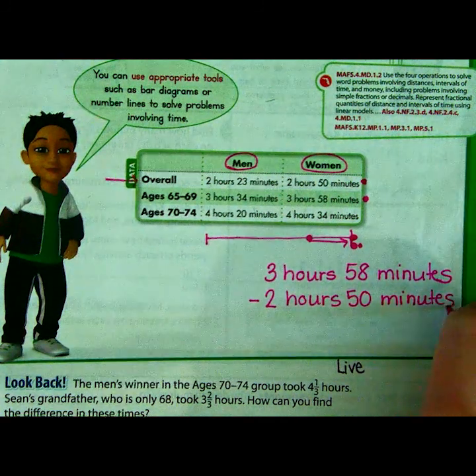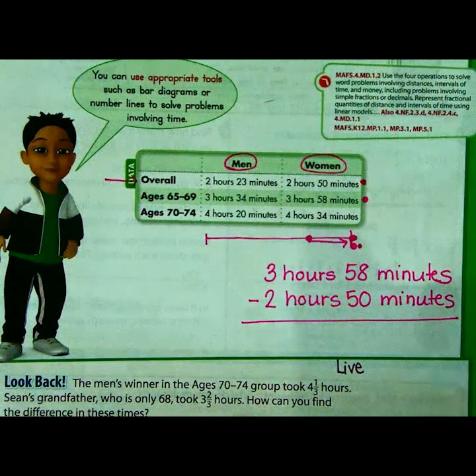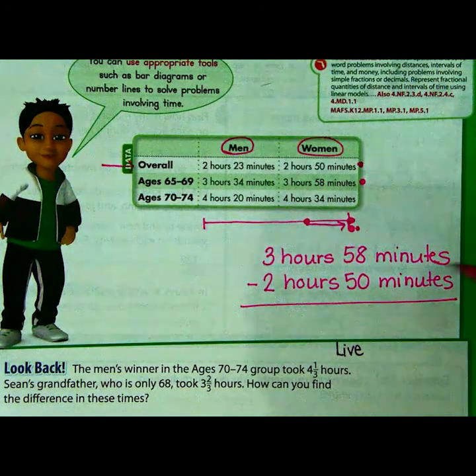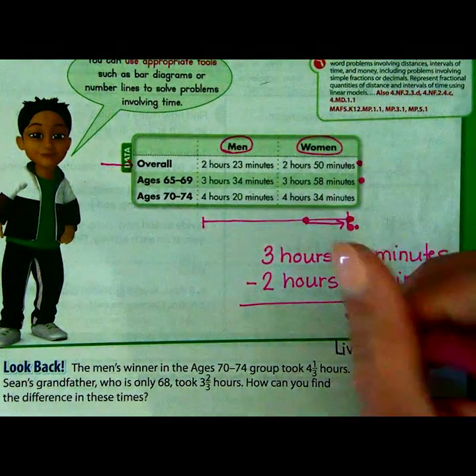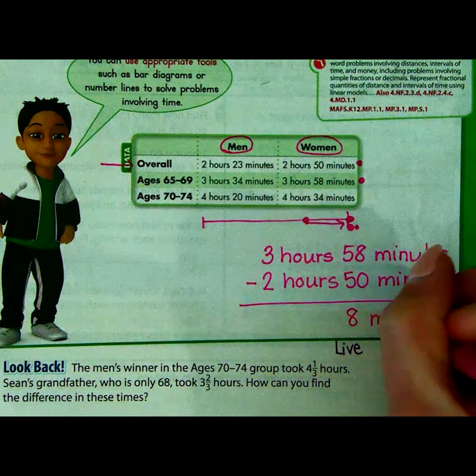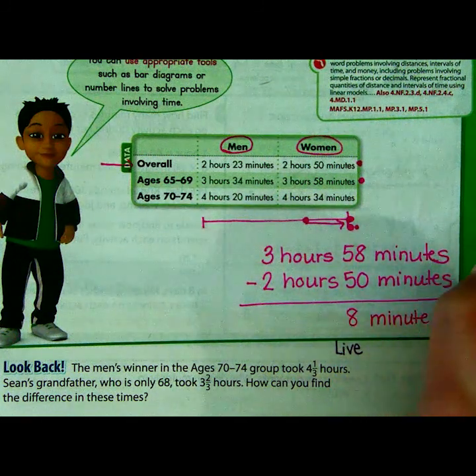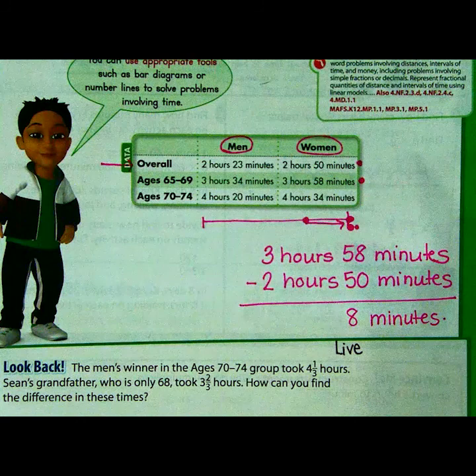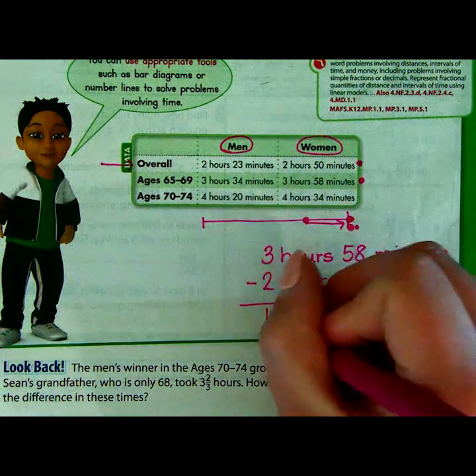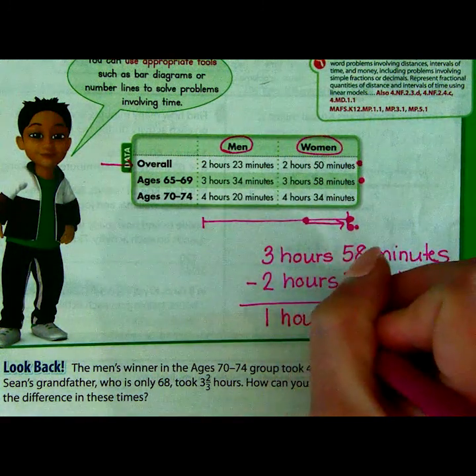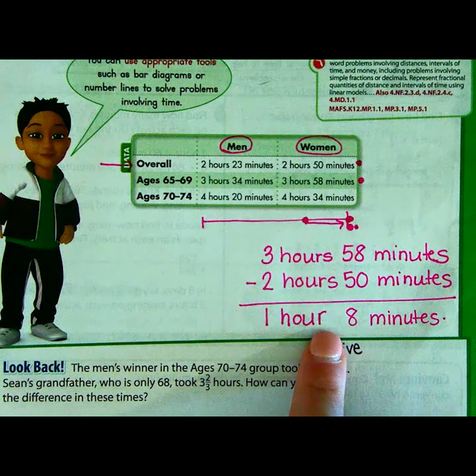Now I can go ahead and do my subtraction. First, I'm going to find the difference in the minutes. So 58 take away 50 would leave me with 8 minutes remaining. And then if I subtract the hours, 3 minus 2, that is 1. It's only one, so I'm not going to say 1 hours, but 1 hour and 8 minutes.